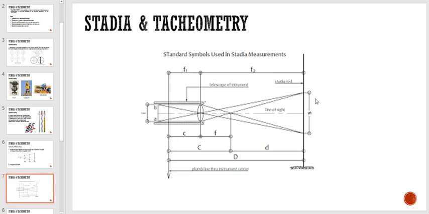So this is the Stadia interval between the rod readings at points A and B, or the difference between A and B. So these are the lights from points A and B passing through the lens center. So this is the lens center. From a pair of similar triangles, A and B and A prime and B prime, these are the similar triangles.